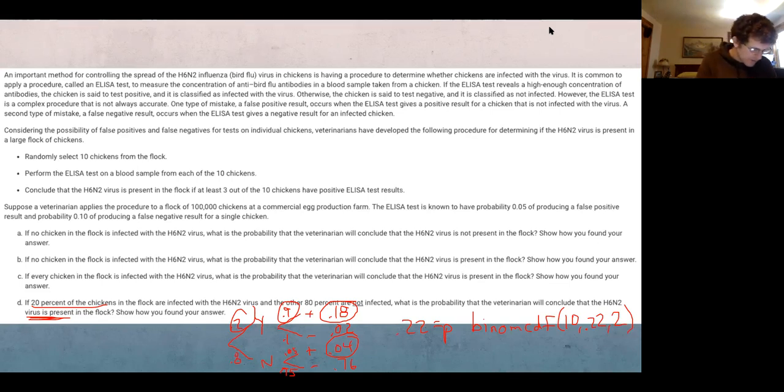And let me erase this real quick. I want to get the complement of that. 1 minus the probability of concluding no virus gives us the probability that they will conclude there's virus. Okay, and when we do that, I will let you guys look at this, make sure you get the same thing. I got 0.3831. There's about a 40% chance that they will conclude that there's virus here.